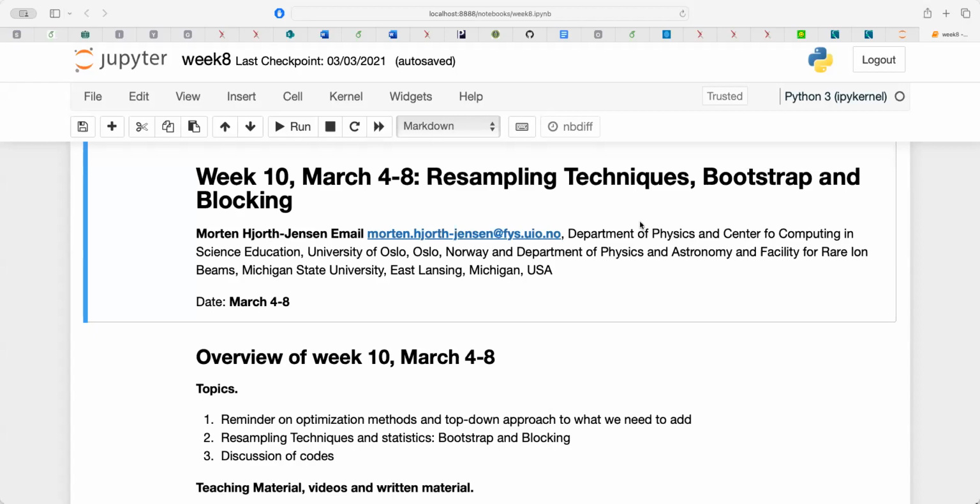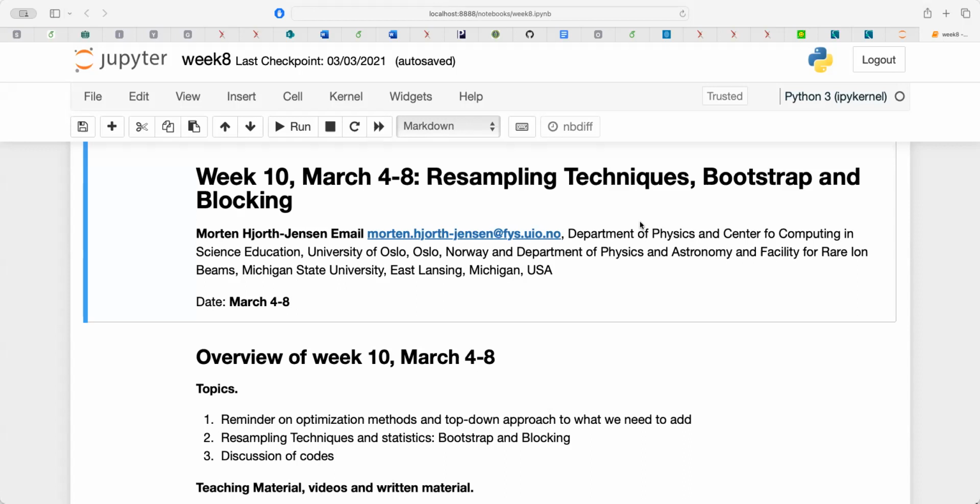Welcome back to this session, where we are going to add yet another element, and this element deals with the statistical analysis of the data. So we are going to use the introduction to this statistical analysis also to remind ourselves a little bit about the optimization part.